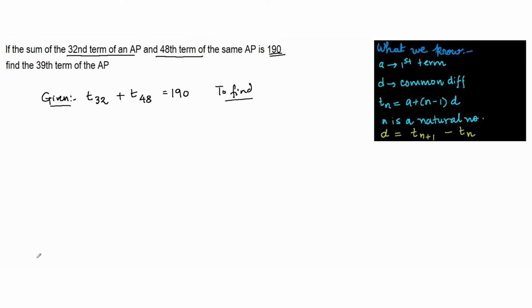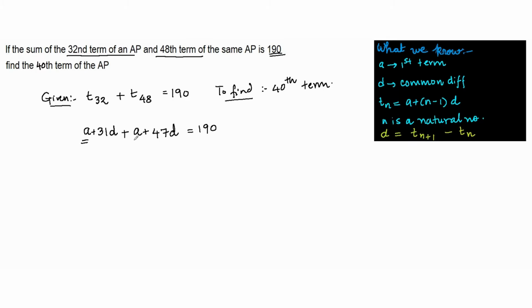the 39th term. I have to basically find the 40th term. So there was a correction. I made that correction. So I basically have to find the 40th term in this particular AP. Now I can say that the 32nd term is going to be a plus 31d, and the 48th term is going to be a plus 47d. This is going to be equal to 190.